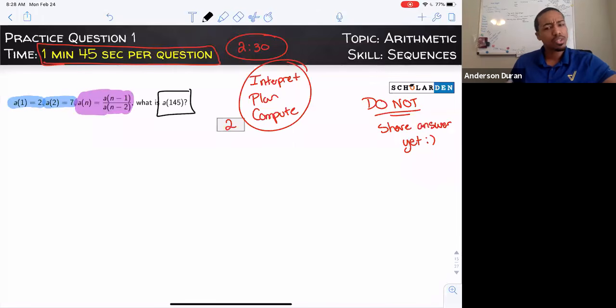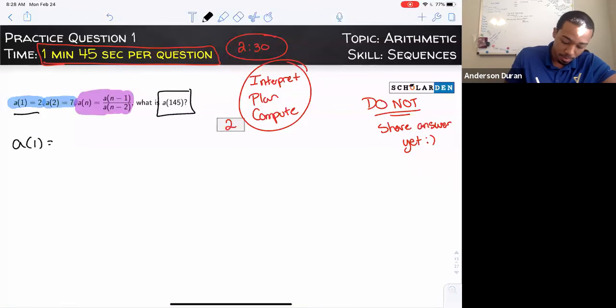So there is no context here, right? This is not a word problem. This is a pure math problem. And here's what I noticed. I noticed that instantly I have term 1. So, hey, look, my first term, my second term, and then I have any term right here that's given to me.